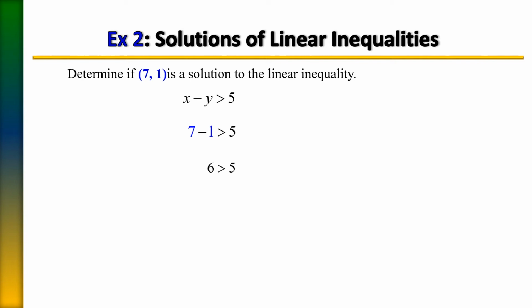And once you get it where you have one number on one side and one on the other, then you can read the statement to determine whether it is a true or false statement. So let's go ahead and read it. It reads as 6 is greater than 5. Is 6 greater than 5? Yes, of course, 6 is greater than 5. That is a true statement, which means that the ordered pair of (7, 1) is a solution of the linear inequality. And there you have it.